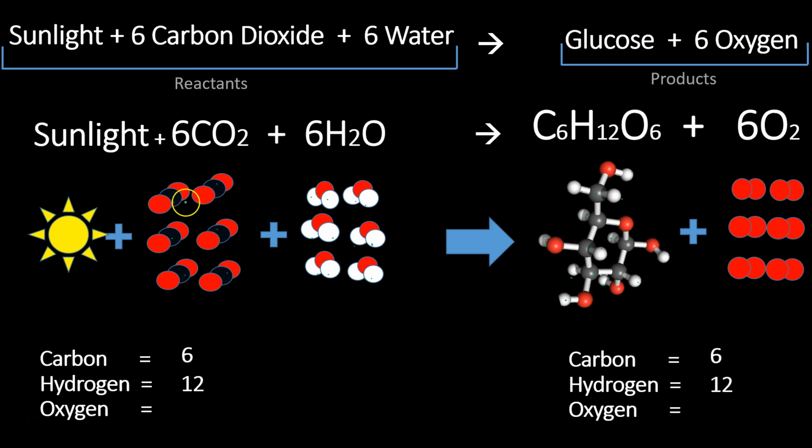Count up the oxygens. There are 18 on the reactant side. Count up the oxygens on the product side. Should be exactly the same. 18. Again, nothing is created, nothing is destroyed. Everything is just broken down and rearranged, okay?